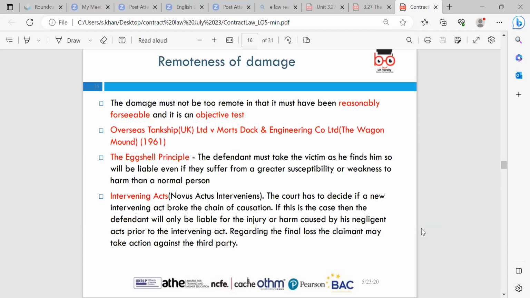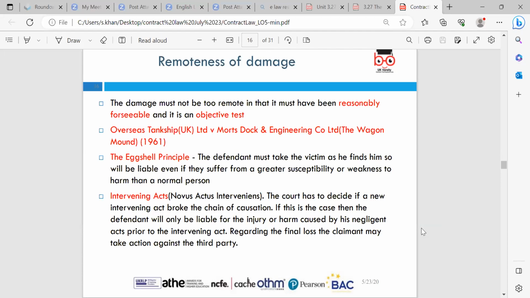Intervening acts, novus actus interveniens. The courts have to decide if a new intervening act broke the chain of causation. So if this is the case, then the defendant will only be liable for the injury or harm caused by the negligent acts prior to the intervening act.